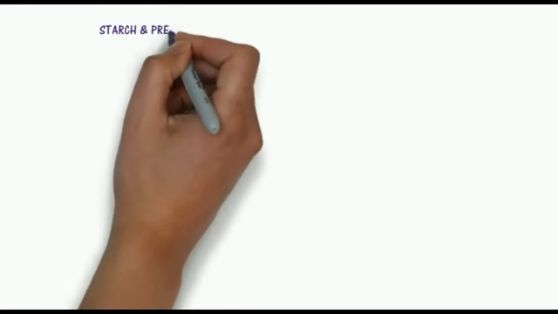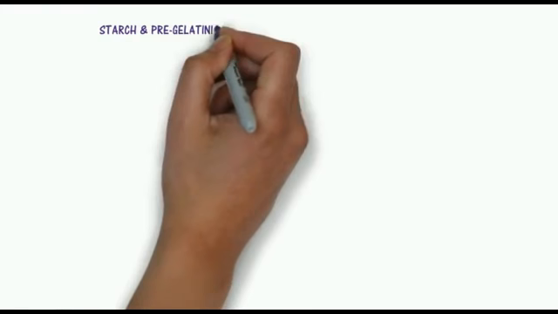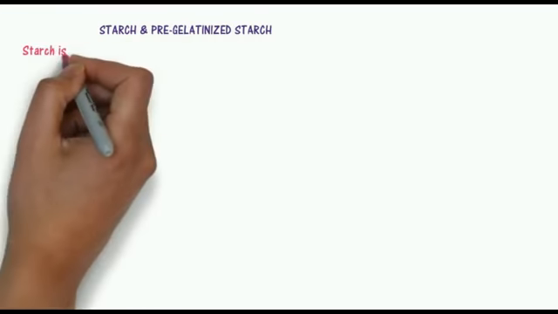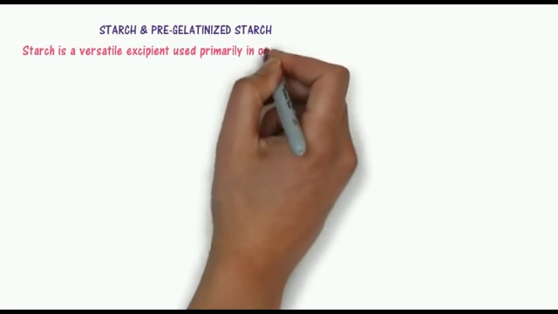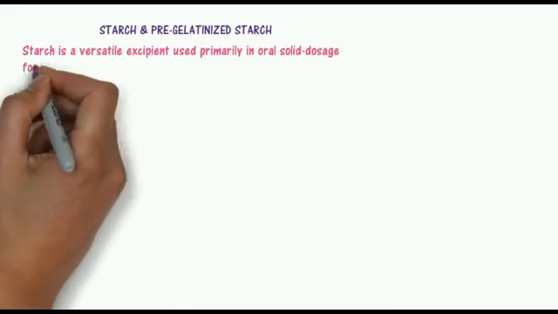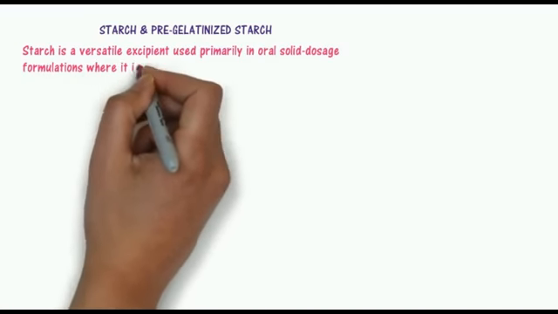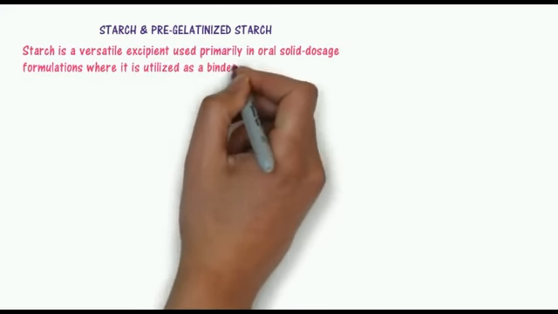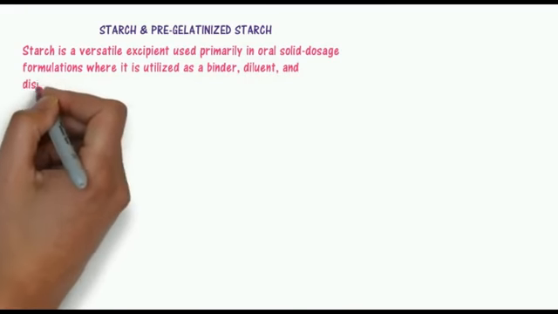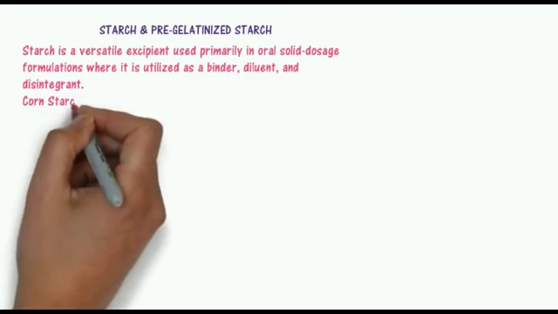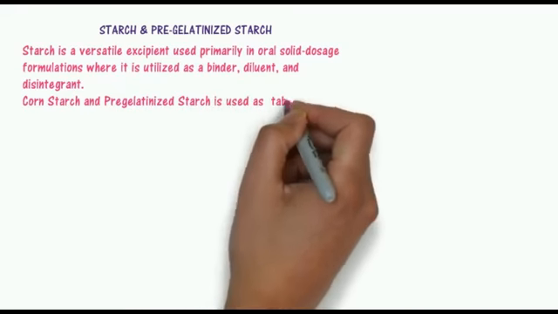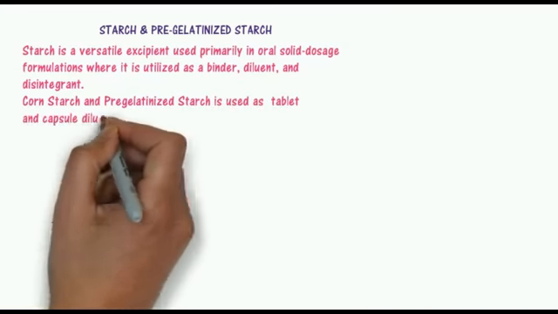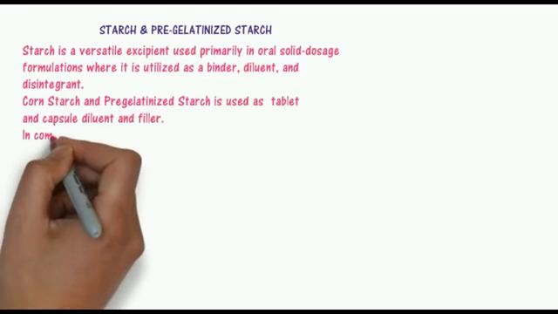About starch and pre-gelatinized starch as a diluent or filler. Starch is a versatile excipient used primarily in oral solid dosage formulations, where it is usually utilized as a binder, diluent, and disintegrant. Cornstarch and pre-gelatinized starch are used as tablet and capsule diluent and filler.